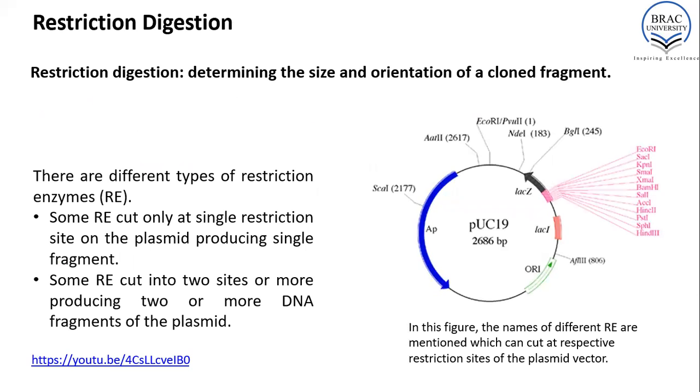So restriction digestions, as I said, is mostly for determining the size and the orientation of the cloned fragment.